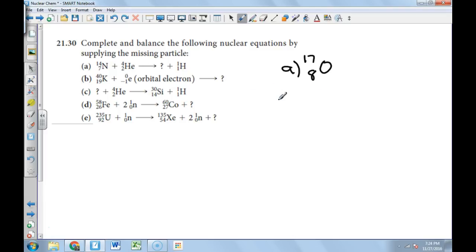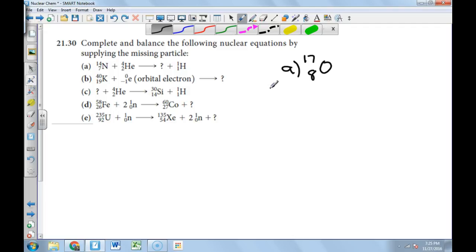Now for B, this is an interesting little thing. For me, it doesn't matter where the electron comes from, but this is what we call electron capture. I'm not asking you to necessarily recognize the process that's going on here, but I will say that electrons can come from anywhere for electron capture. That's why we use the symbol of an electron here. But let's take a look. What is it going to form?